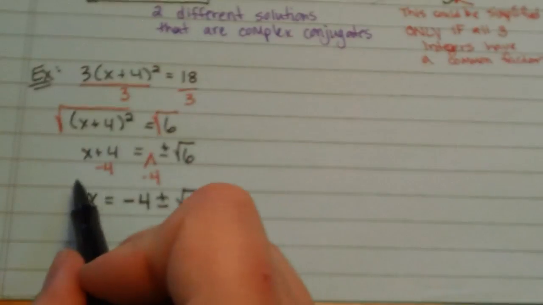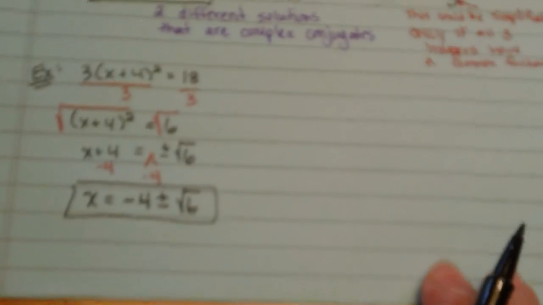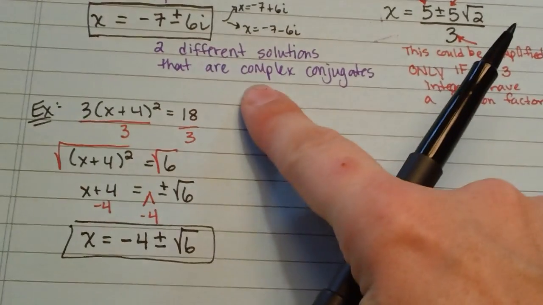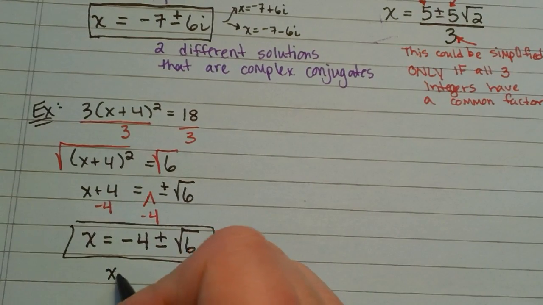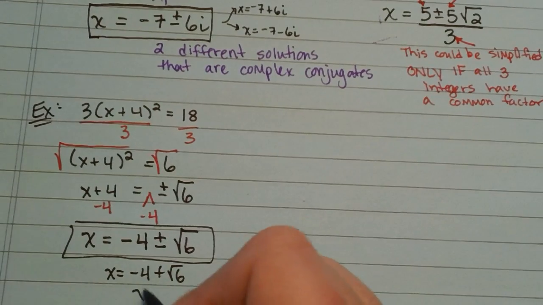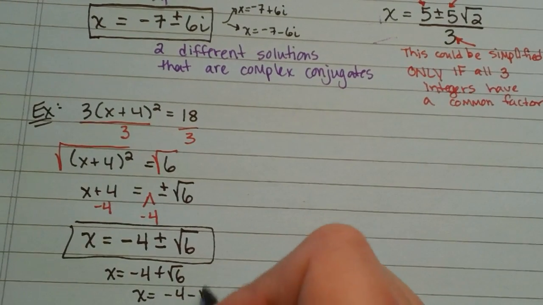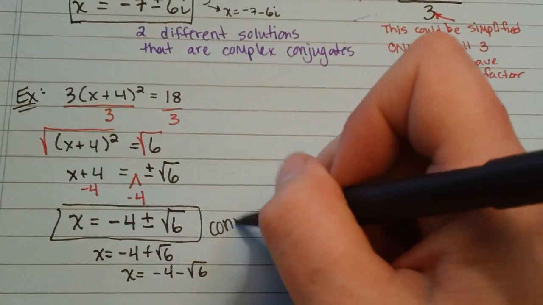That is as simple as that solution gets, but I want you to notice the same thing that we had with our complex solutions from this other example. This really means two solutions, negative 4 plus the square root of 6 and negative 4 minus the square root of 6, which are conjugates again.